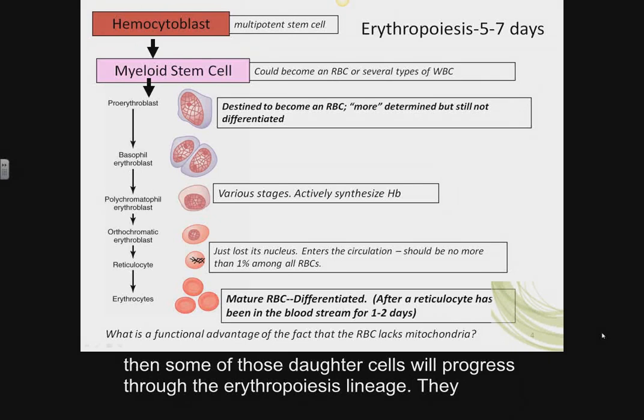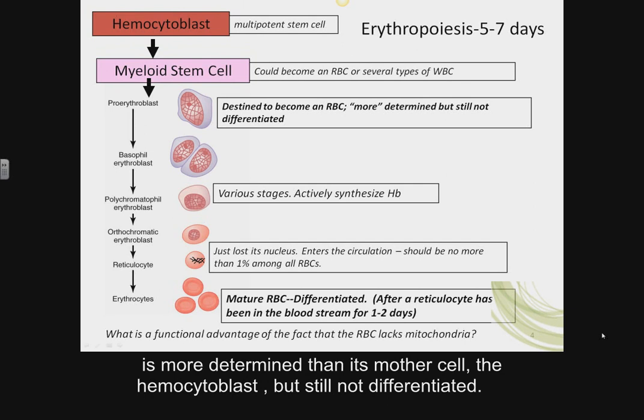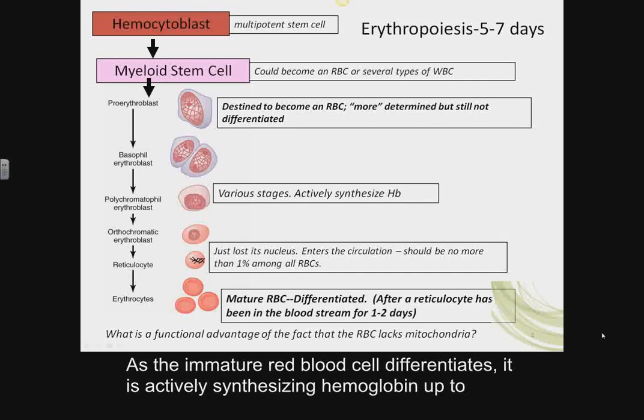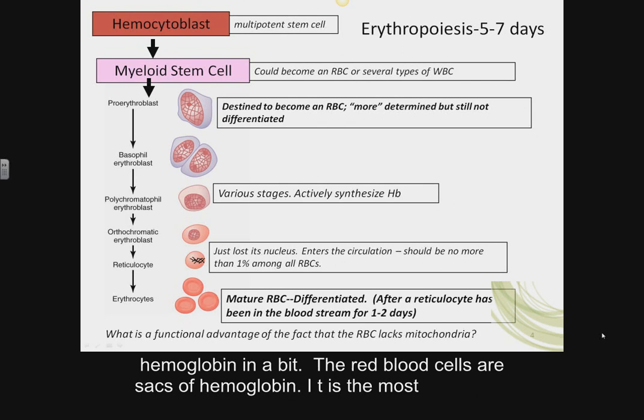They will turn into a proerythroblast. It's destined to become a red blood cell. It is more determined than its mother cell, the hemocytoblast, but still not differentiated. As the immature red blood cell differentiates, it is actively synthesizing hemoglobin up to the reticulocyte stage. I will discuss the components needed for the proper synthesis of hemoglobin in a bit.